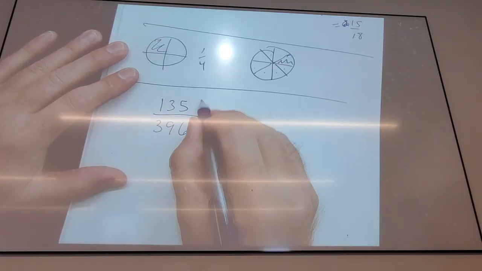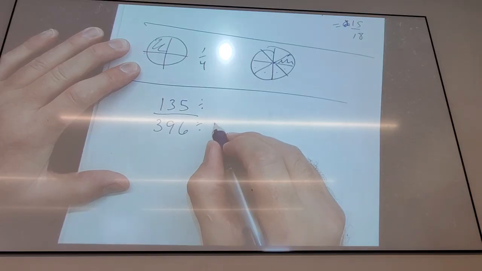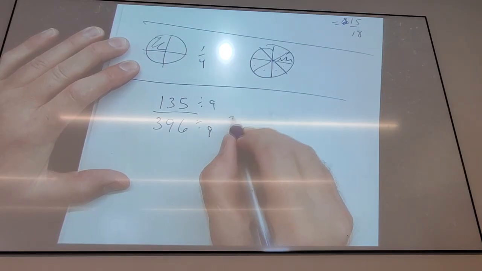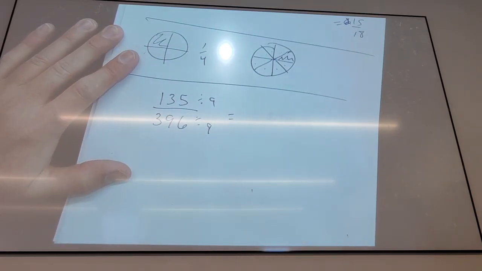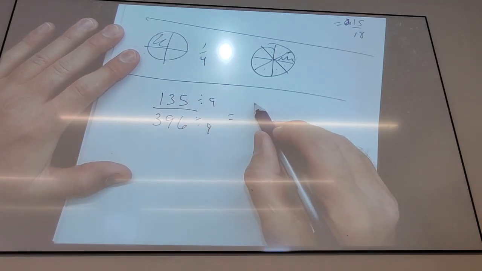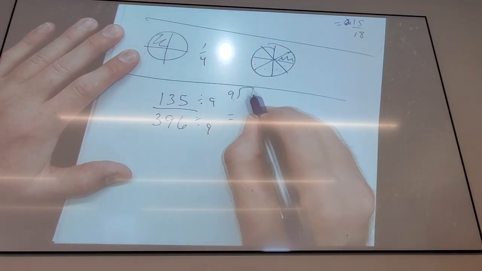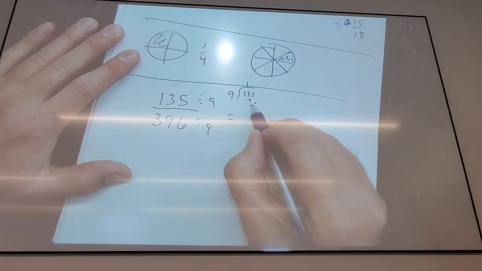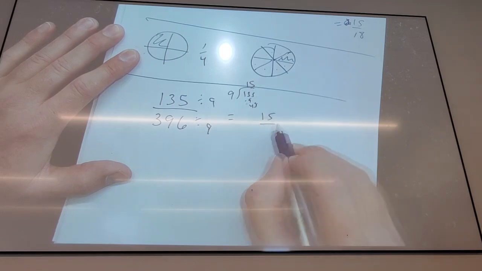I would divide by 9. And what would you get? You could do 9 into 135. 1, 9 minus 45. 5, 15. Over.